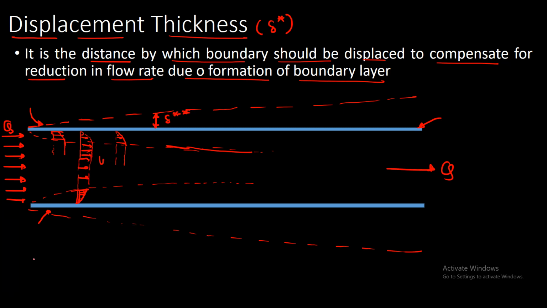Mathematically, this is given by delta star is equal to integration 0 to delta of (1 minus u upon capital U, which is the free stream velocity) into dy. So this is the mathematical equation for the displacement thickness.